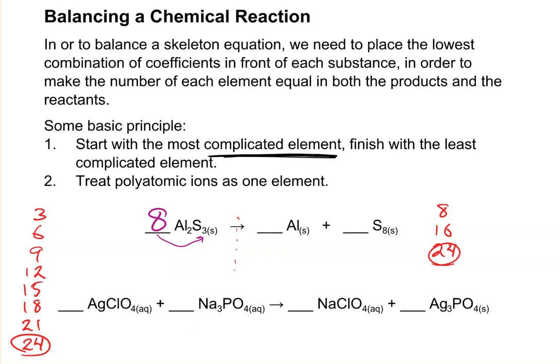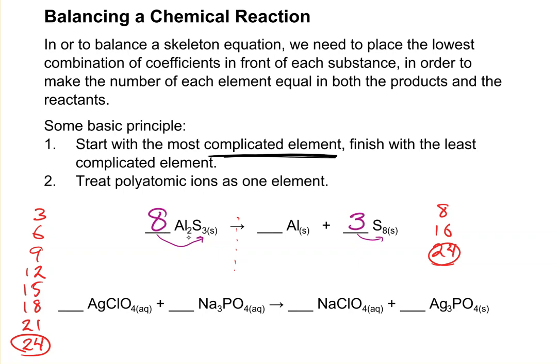That's not going to happen. That's 192. But what I can do is I can toss a 3 in front of here. 3 times 8 is 24. So we've got 24 sulfurs and 24 sulfurs. Now, by putting an 8 in front of this compound, I not only change the number of sulfurs, but I also change the number of aluminiums.